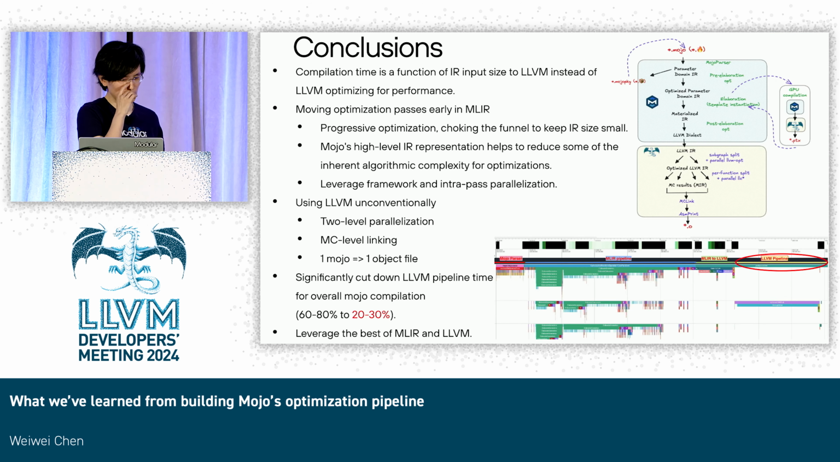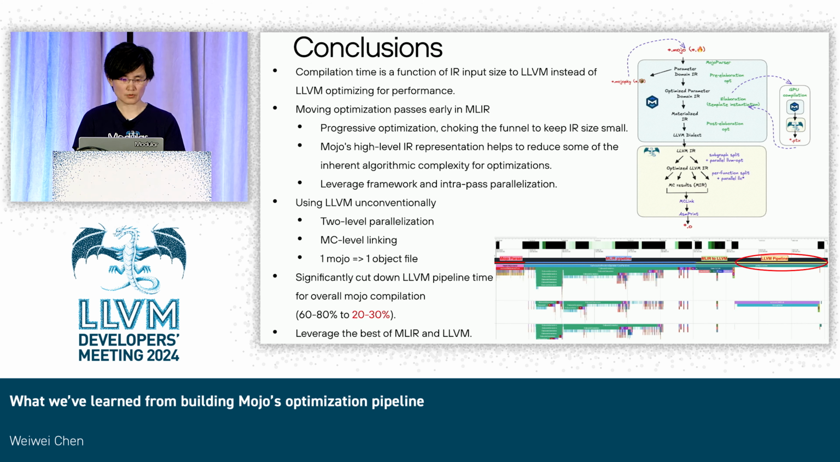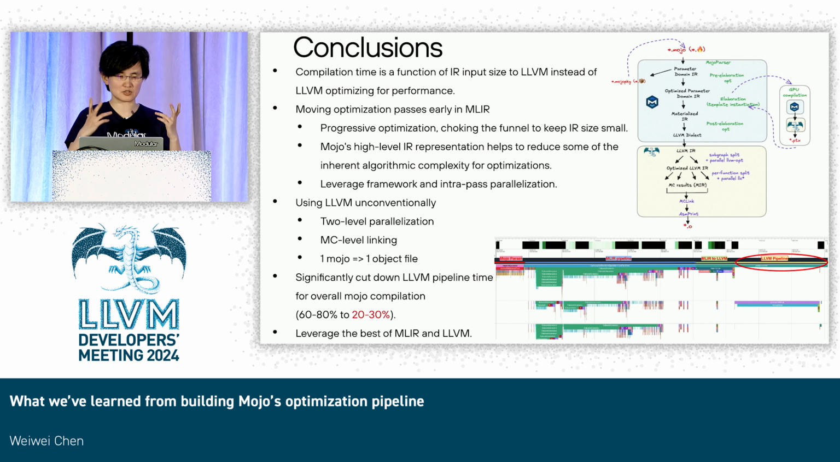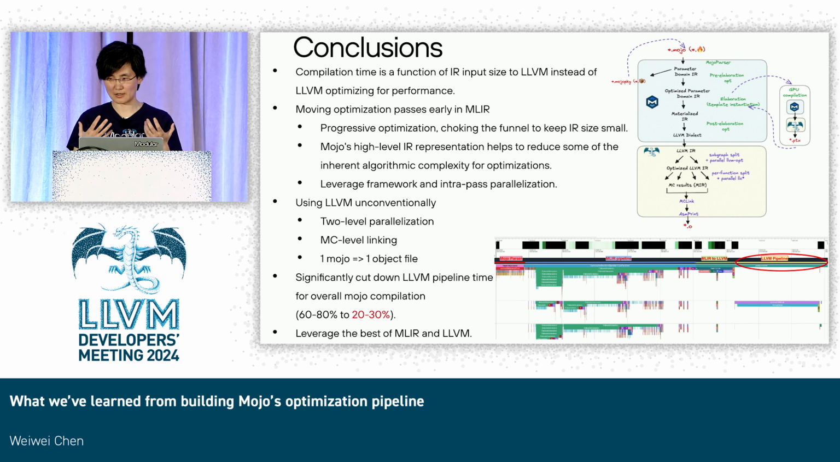As a conclusion, what we figured out when we built the Mojo pipeline is that, first of all, compilation time is a function of IR input size to LLVM instead of the amount of work that we want LLVM to optimize for. To address that, we move a lot of optimization passes earlier to the MLIR level so that we can progressively optimize the IR and choke the funnel size to keep the IR size in check. We also have higher level representations of the IR, which helps us simplify some of the implementations of the passes.